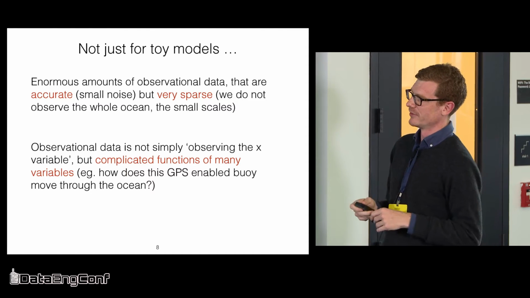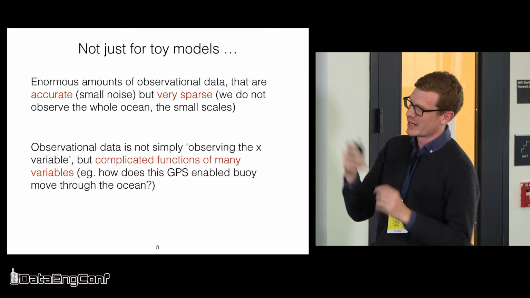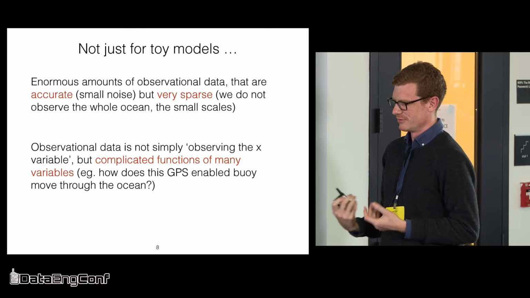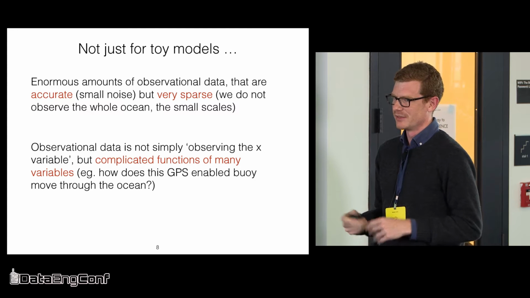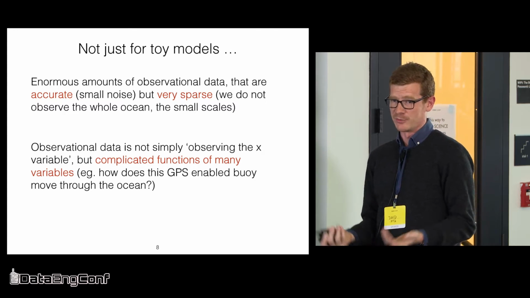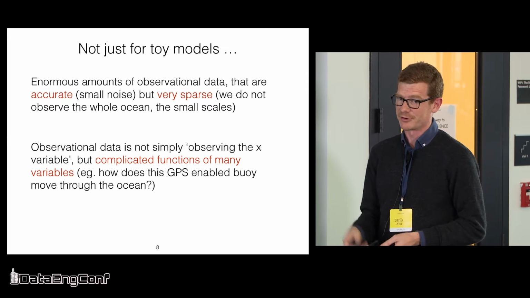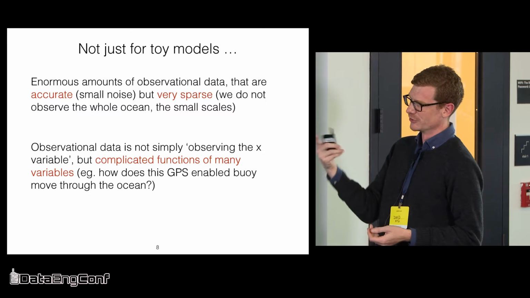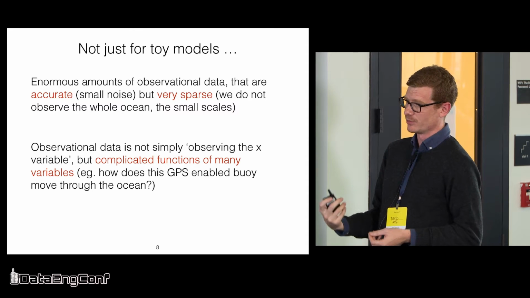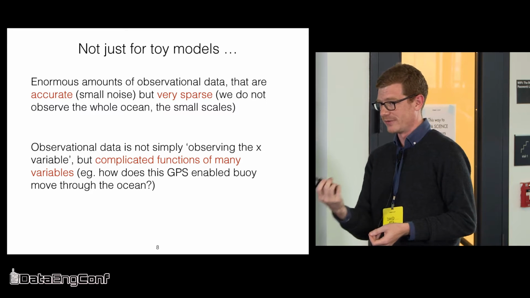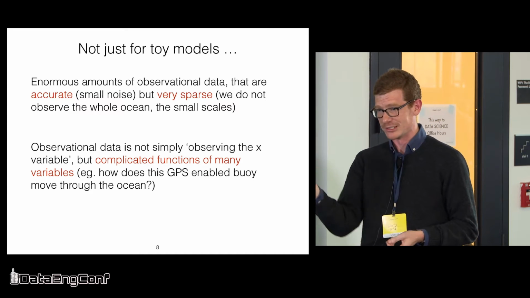So you should think of it as very sparse. It's actually quite accurate in the sense that when you make measurements, the noise isn't that huge. There's things that stop you from measuring something, but you don't really call that noise. You just say your measurement isn't available, like a cloud, and you just throw the data away. And the observational data is not just observe the x variable, it's observe some complicated function of the variables, like what effect does it have on a buoy floating in the ocean.